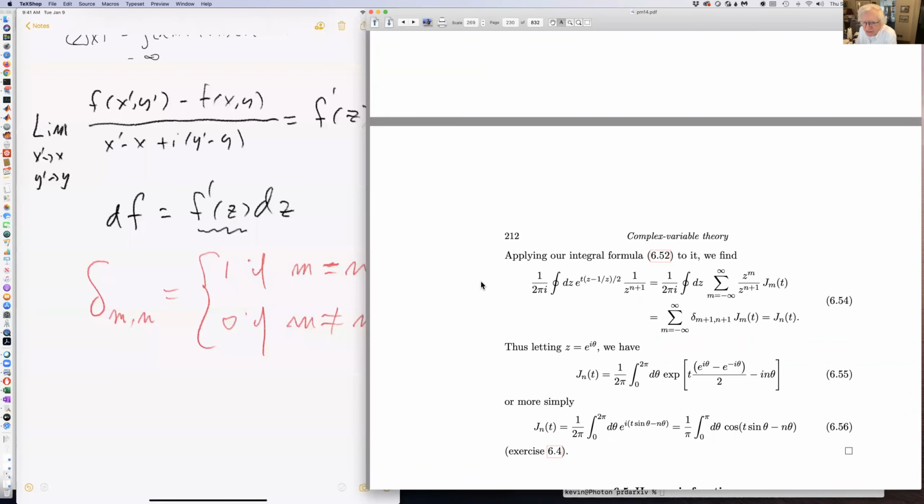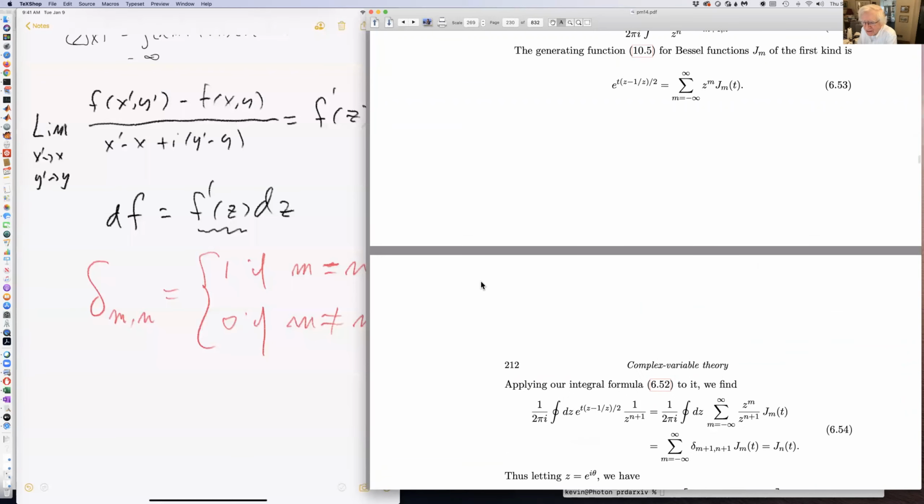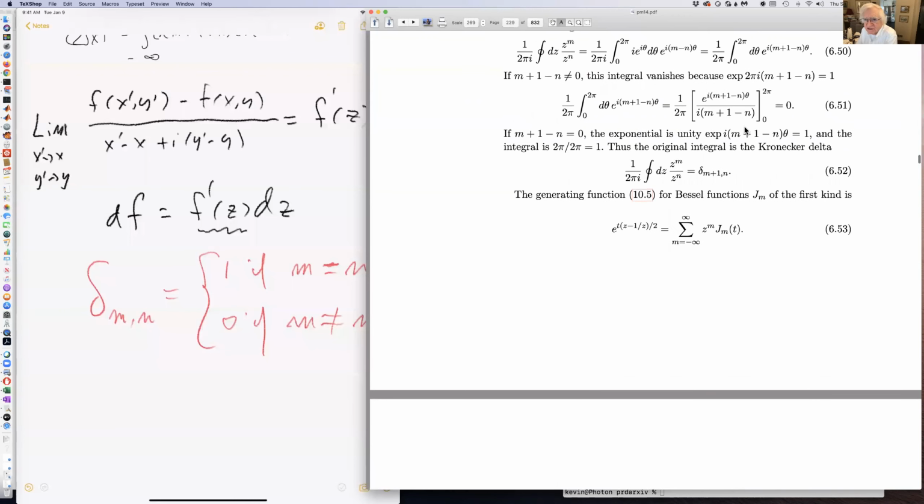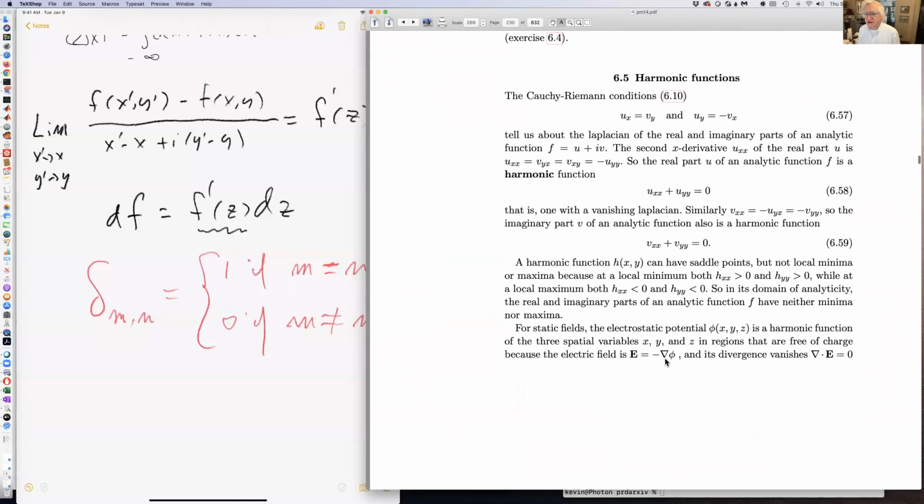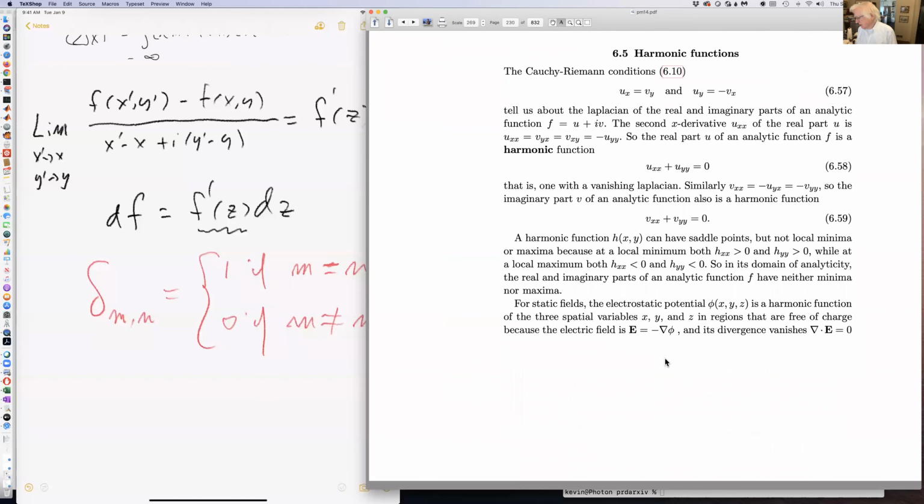I went through it because these integrals around a circle, around the origin, come up all the time in complex variable theory. Half the proofs are based on this integral formula. And so it's good to just see it a few extra times.